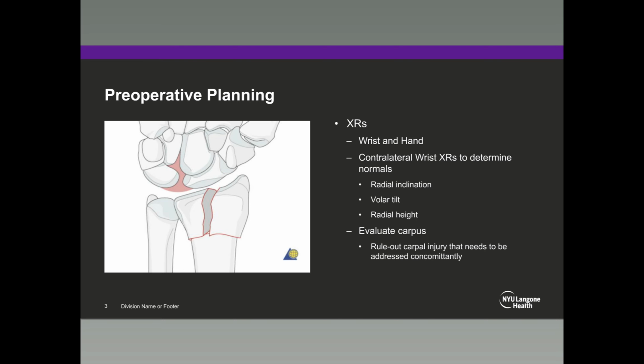I also am examining the x-rays of the injured wrist to look at the things that Omri talked about: radial inclination, volar tilt, and radial height. Oftentimes, in our distal radius fractures that need surgery, the parameters are very, very skewed, but I do want to compare them to the contralateral side.